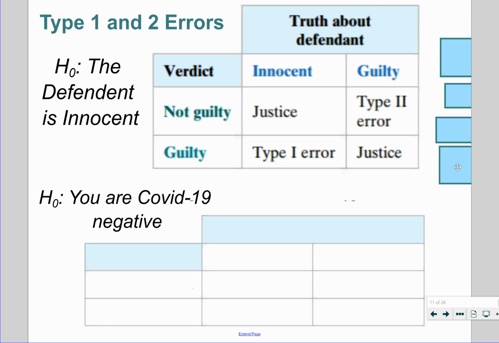So they kind of almost use this wording in the justice system too. They don't say guilty and innocent when they prove someone one way or the other, right? Guilty and not guilty. So think about that when you're thinking about rejecting and not rejecting. That's why they use that wording.